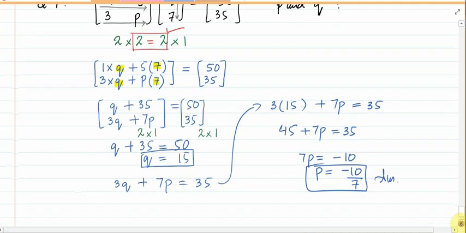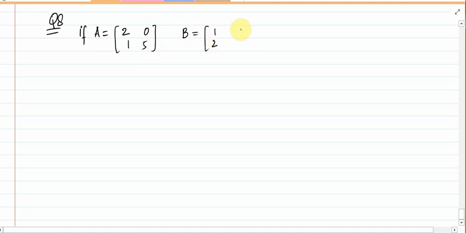So after question number 7, moving on to the next question, question number 8. It says if A is equal to [2, 0; 1, 5], B is equal to [1, 2; 0, K], find AB. In the first part you need to find AB, and in the next part you need to find BA, right? So first start with AB.